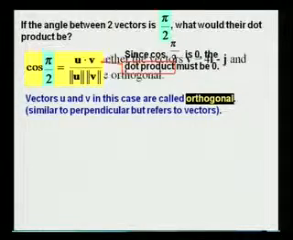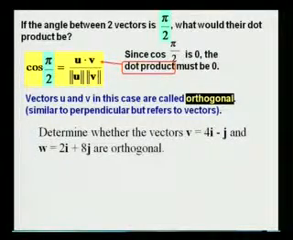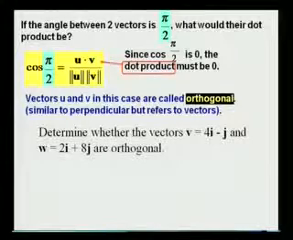So if we want to prove that any two vectors are orthogonal to each other, we just need to prove that the dot product of the two vectors is equal to 0. Let us look at one example: determine whether the vectors 4i minus j and 2i plus 8j are orthogonal or not.